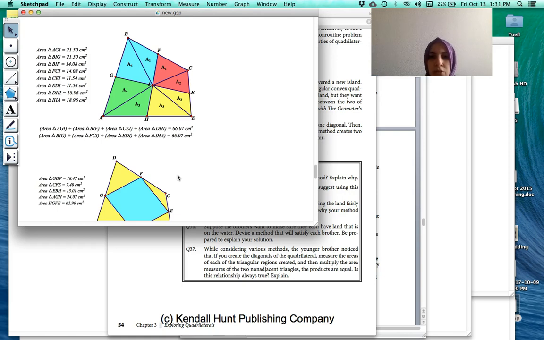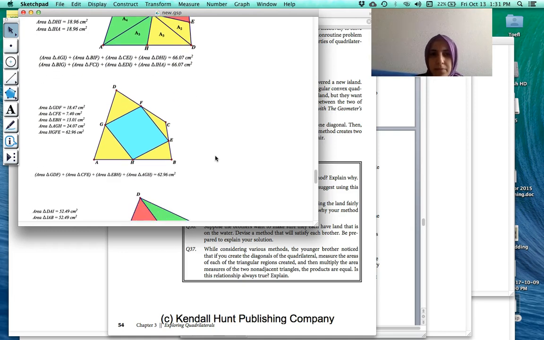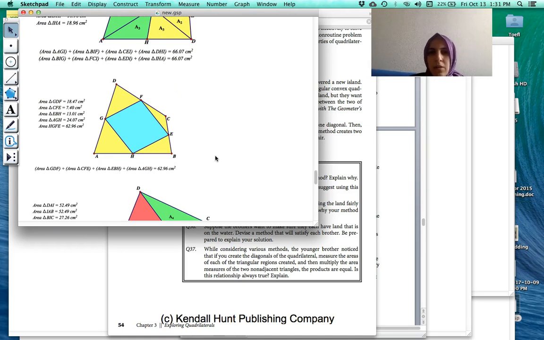What about solution 3? A third solution involves finding the midpoints of each of the sides of the quadrilateral and forming the midpoint quadrilateral with segments. There will be two areas that are equal. The area of the midpoint quadrilateral is equal to the sum of the four triangle regions surrounding it.